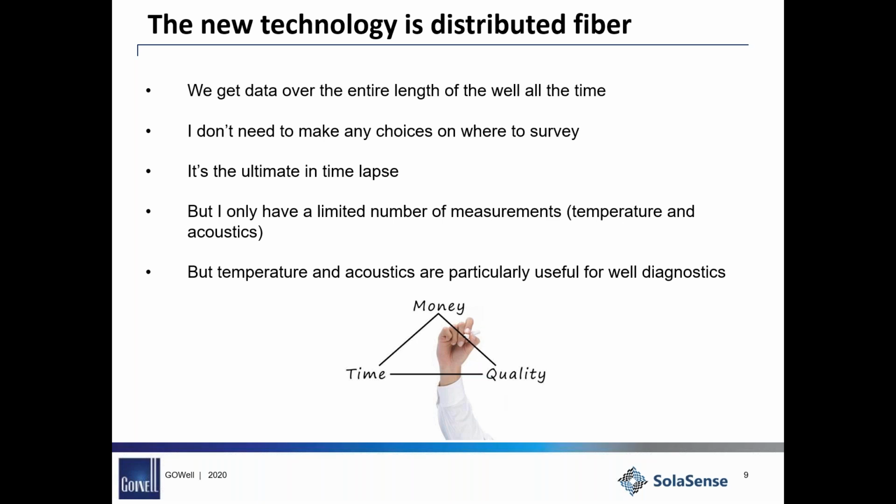It gets quite tricky putting fibre across the sand face because of the issues with wet connects. They are improving, but they're not perfect, and so there is always a risk in terms of getting fibre across the sand face if it's a multi-trip completion.